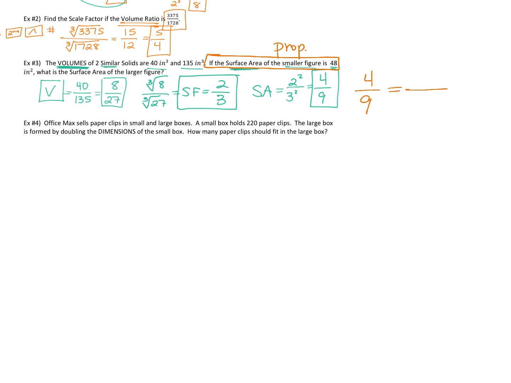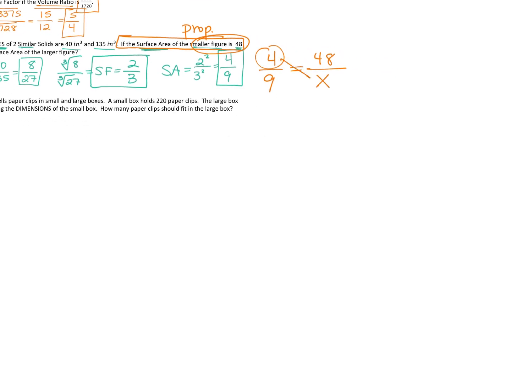Where is the 48 going to go? Top or bottom? So top. On top. It's the smaller figure. This one's smaller, so across from the smaller is our smaller. The one we're trying to find is going to be x. And now all you do is cross multiply. So we're going to go 4 times x equals 9 times 48, which is 432. So divide by 4, and we get x equals 108.